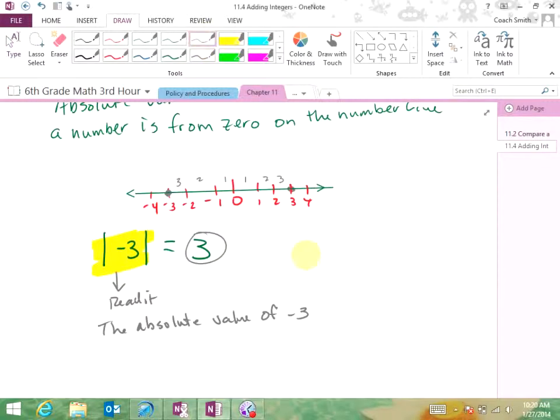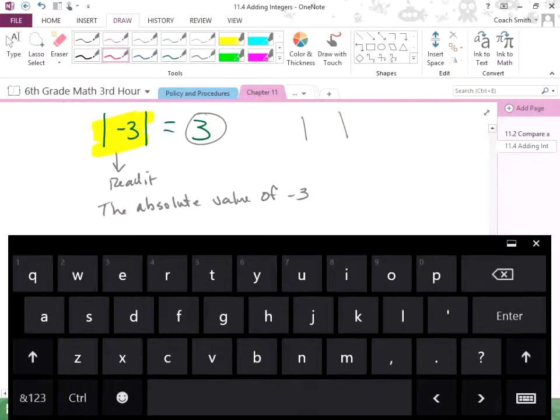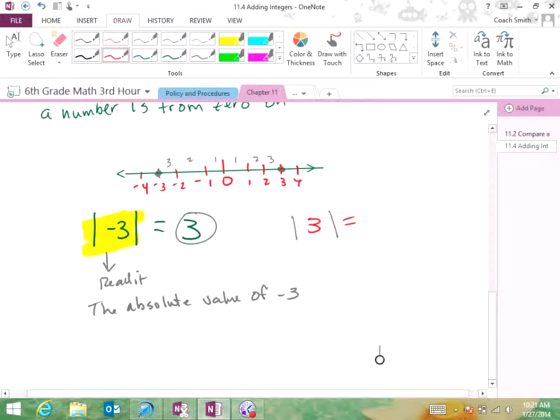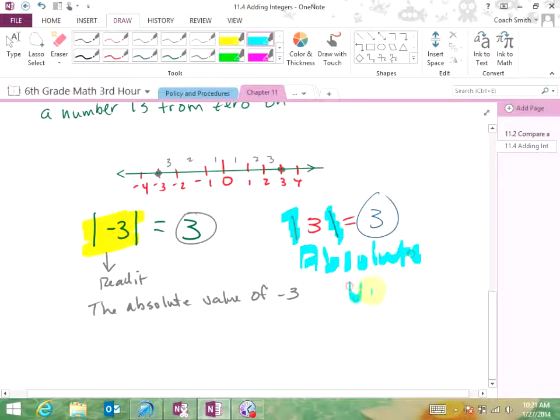Now, the absolute value of positive 3 is still 3. That's the absolute value signs. That's how you denote or symbolize absolute value, with the 2 vertical lines. Okay? So this right here means absolute value.